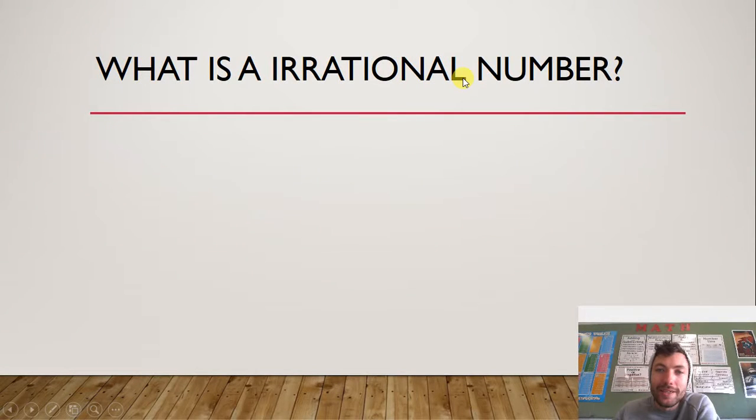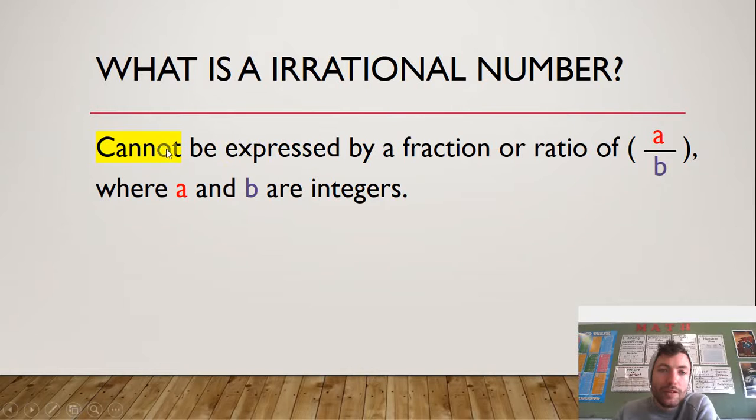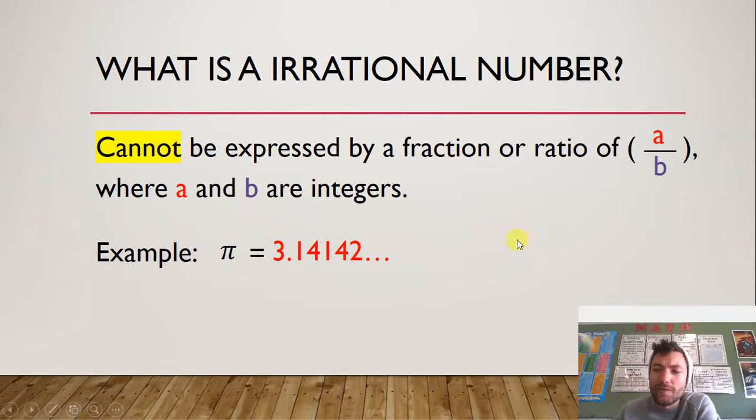So looking at what is an irrational number, the main difference here is it cannot be expressed by a fraction or a ratio of a and b. An example of this is our special numbers like pi. So pi is 3.14142 and it goes on forever and it's always changing.